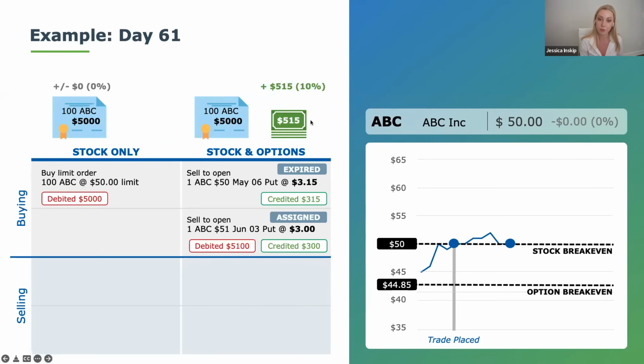So the stock hasn't moved, but because of sold puts to collect premiums in order to buy that security, I've made $515. So that's the 315 I collected, the other 300 that I collected. Remember, I bought at $51 per share, not 50. So the difference of all that gives us the 515 that we've made.